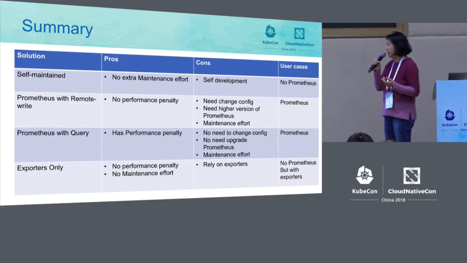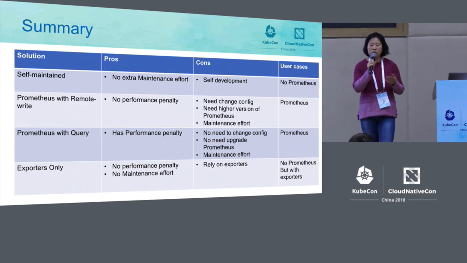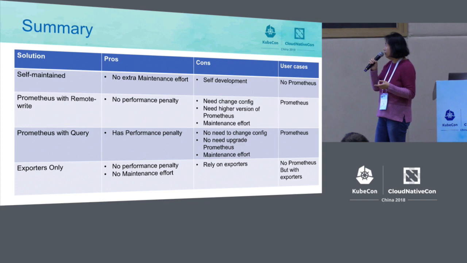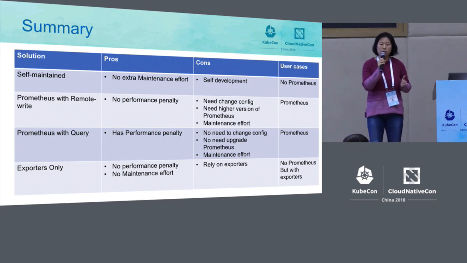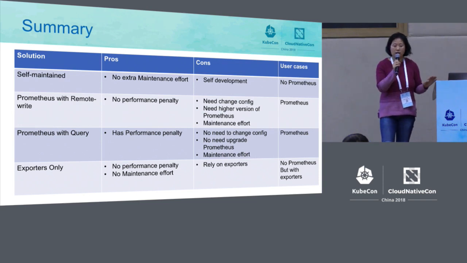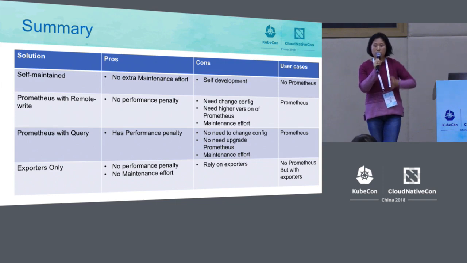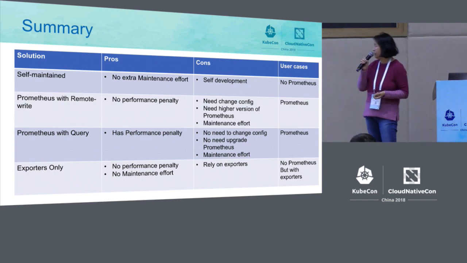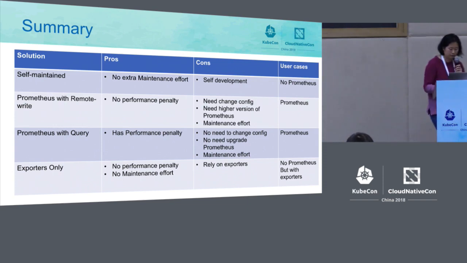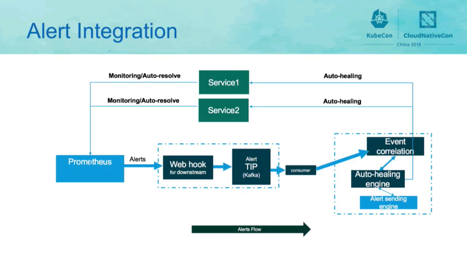The last one is exporters only. So you can maintain your existing investment, with no performance penalty and no maintenance effort. And we need to rely on the exporters and the writing of exporters, etc. If you are quite adapted to these methods, then you can select this. And for the exporters, we can help you. Use cases include no Prometheus but with exporters. So these are the integration metrics.